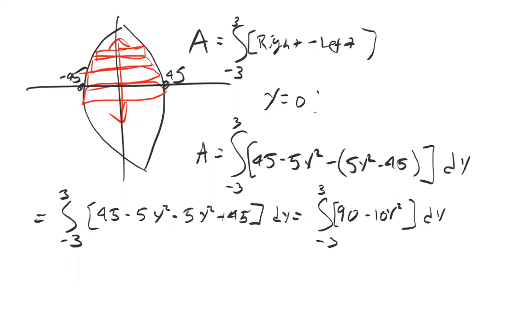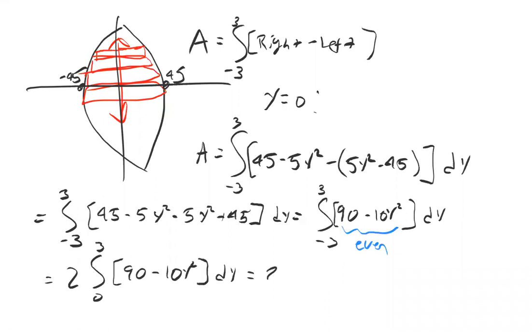And again, if you've watched my last lecture on volumes, I did this during volumes. This is an even function here. So I can make this integral a little simpler. I don't have to, it's just I look for these things because it makes my life a little easier. So this is 2 times the integral from 0 to 3, 90 minus 10y squared dy.